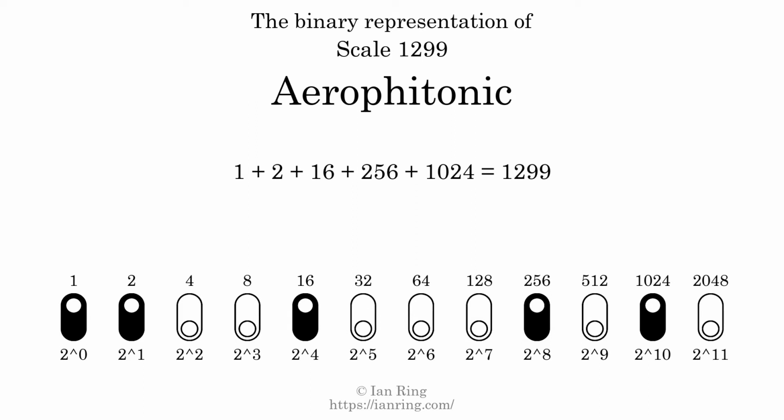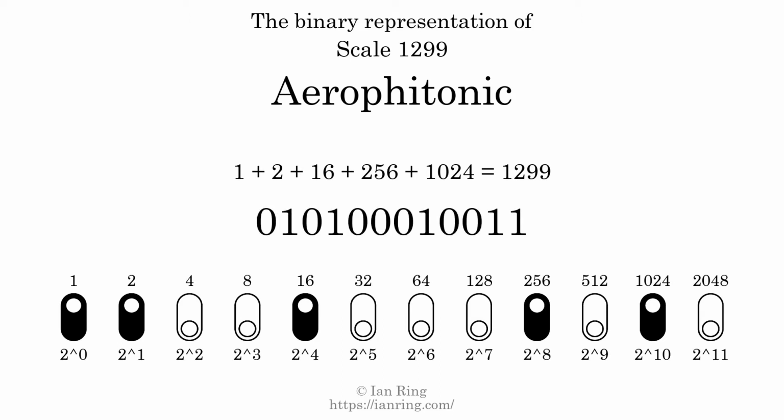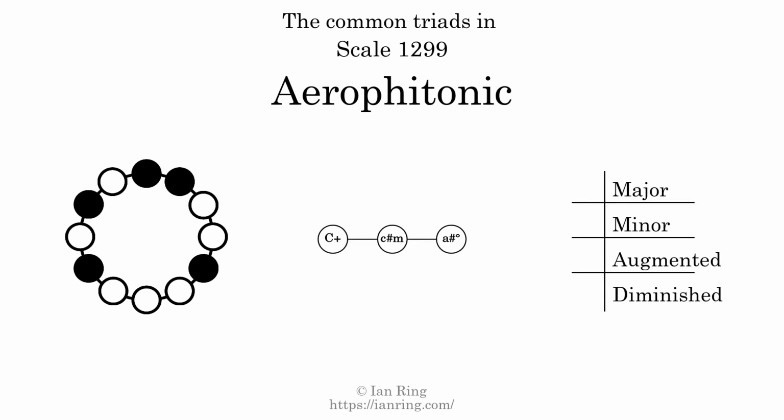1299. The scale number not only enumerates the scale with a unique index, but it also literally describes the tonal content of the scale. Represented as a binary number in base 2, the scale number is 010100100011. Here are the common triads present in this scale.